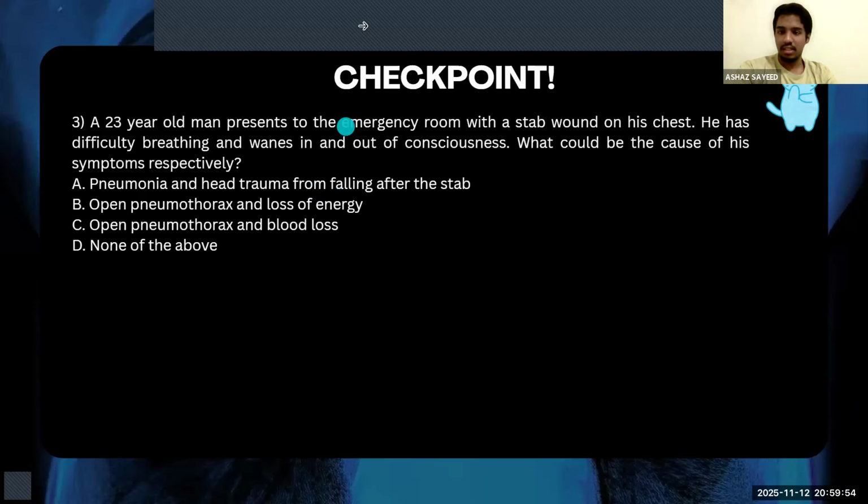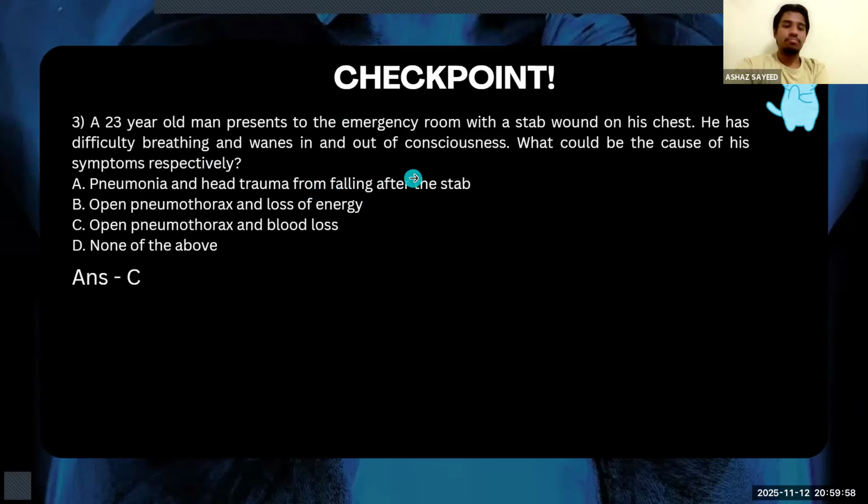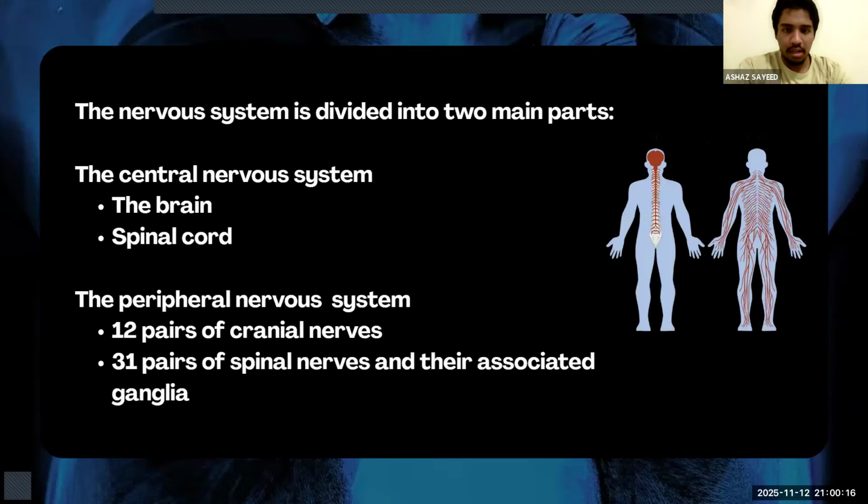C. All right. Yeah, C is the answer. Again, you have a stab wound, it's going to be open pneumothorax, and the patient is going to bleed. Because of that, the blood is not reaching their brain because they just don't have enough blood. They're losing blood, and because of that, they're just going to go in and out of consciousness. Okay. And yeah, I think that's about it for my part.